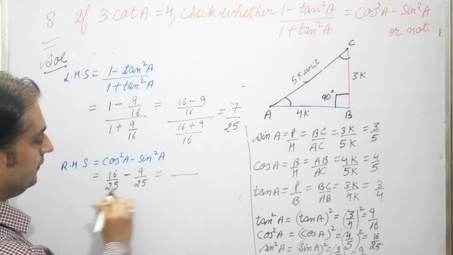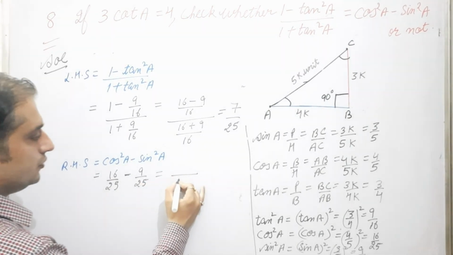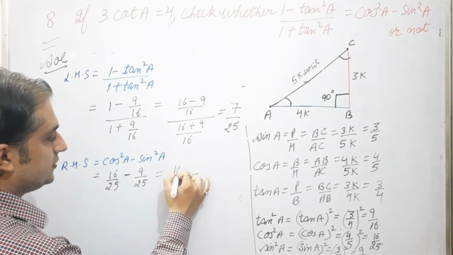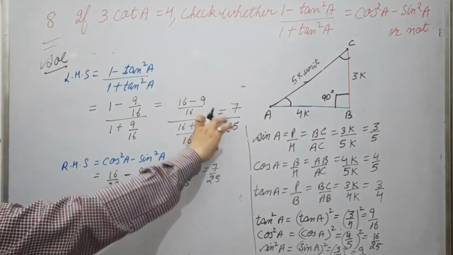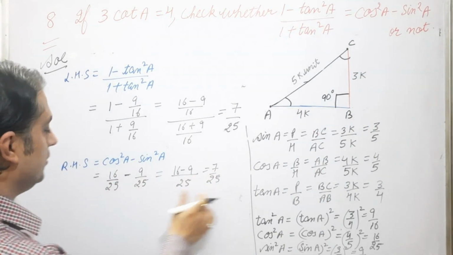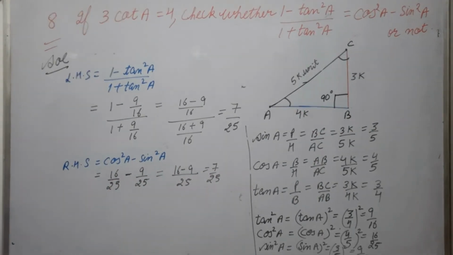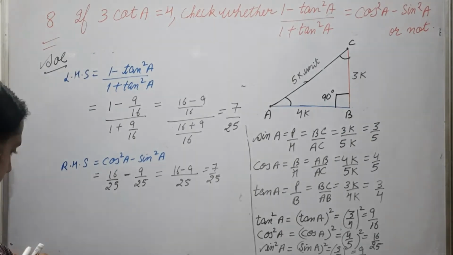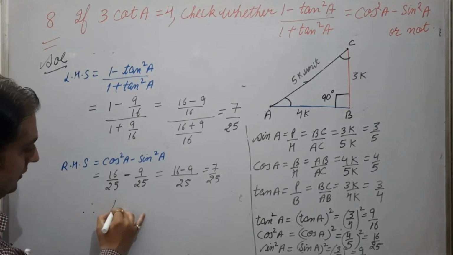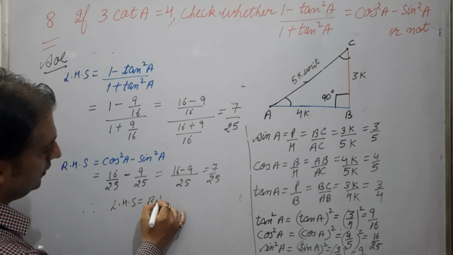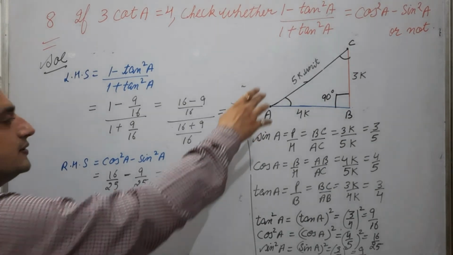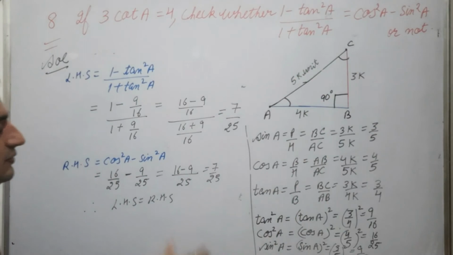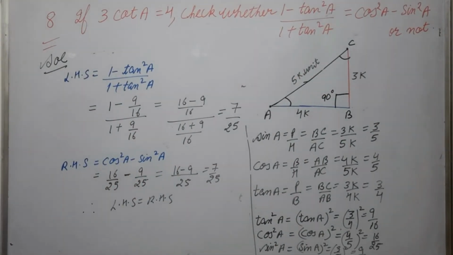Solve it. These two fractions have the same denominator. So it will become 25. 16 minus 9, that is 7 upon 25. So this expression has value 7 upon 25 and this expression has value 7 upon 25. So you can say, therefore, left hand side is equal to the right hand side. Just put the values of the T ratios required for this expression and that expression and check whether the two values are same or not.